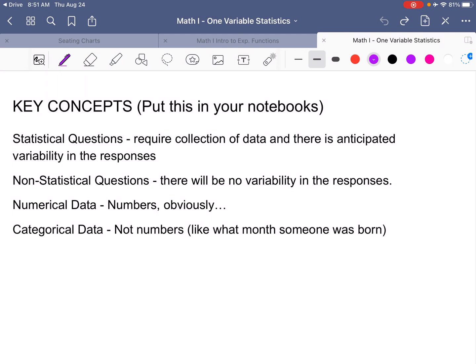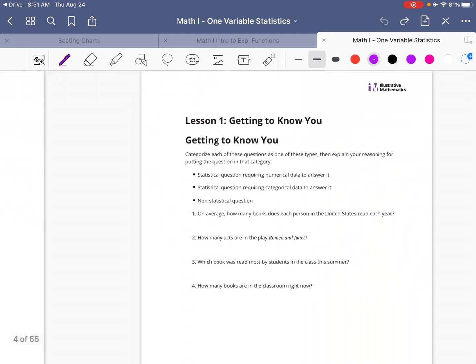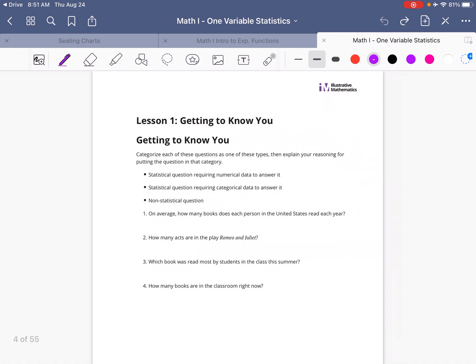It's exciting. This is for Math 1. This is going to be the first cool down of the one variable statistics unit, and I think it's called planning an ice cream party? No, it's getting to know you.